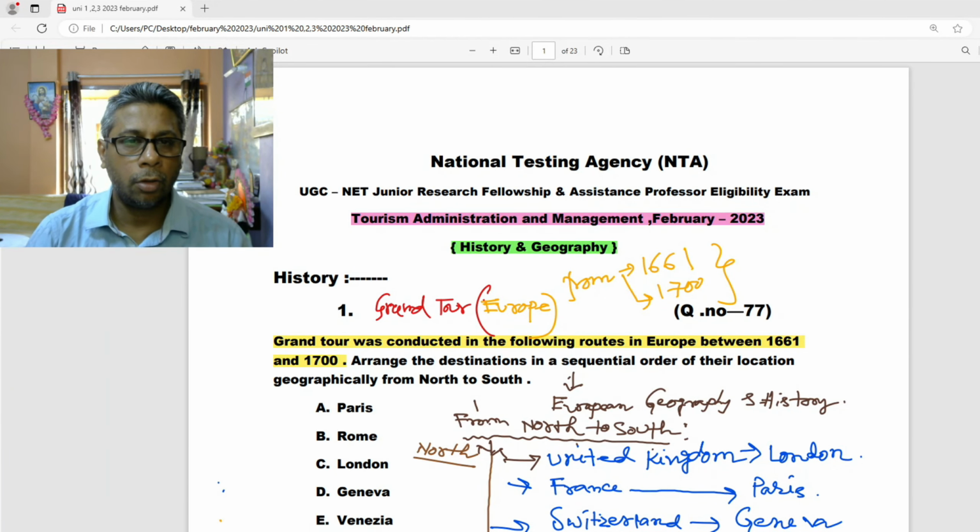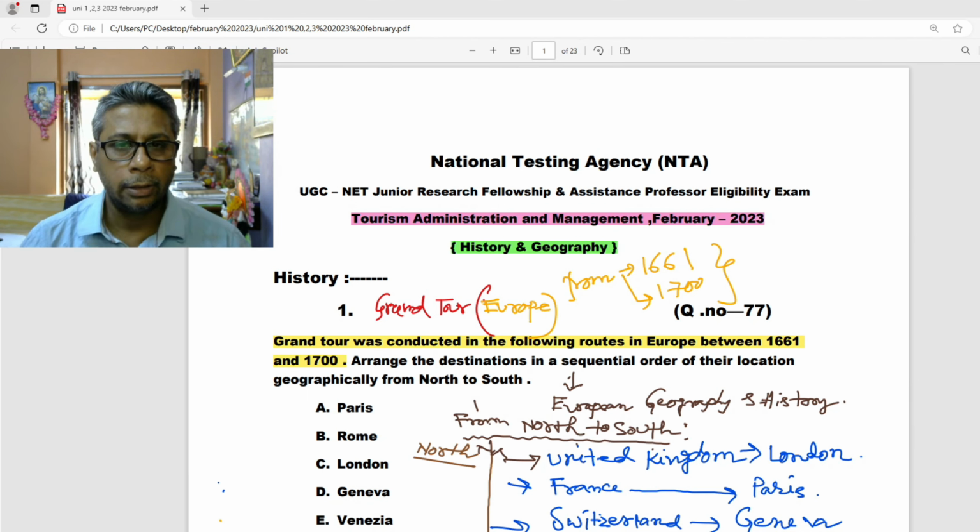Good morning, all of my tourism and travel management aspirant students of UGC-NET and JRF. Today, we are going to discuss and learn the very important question paper analysis series. This is very analytical, very effective, and very fruitful for your UGC-NET and JRF preparation. Today, this is a very important part.